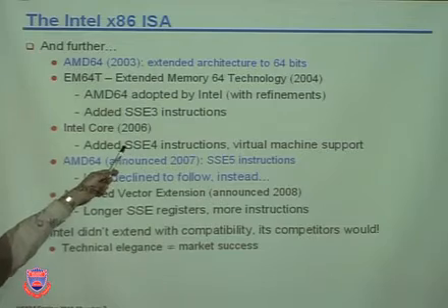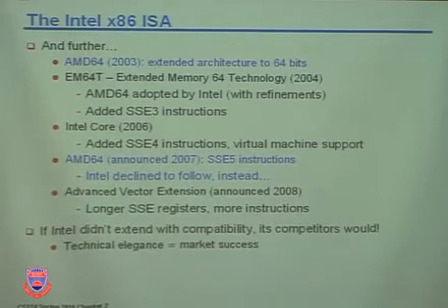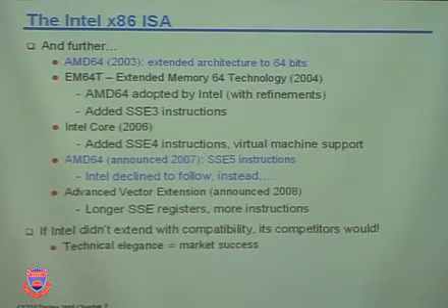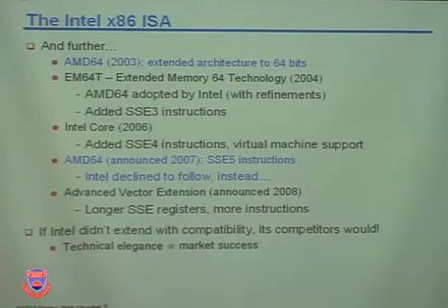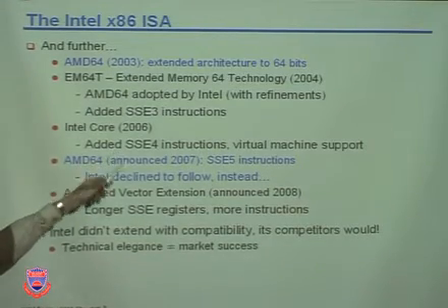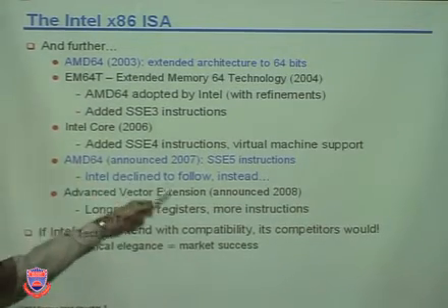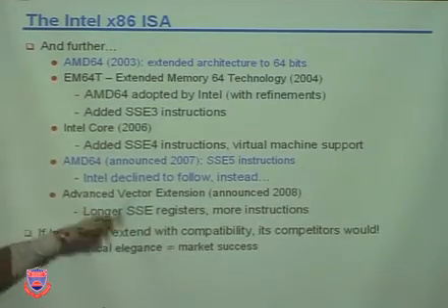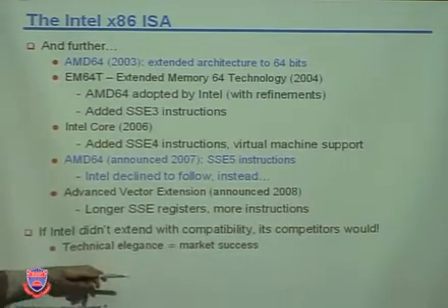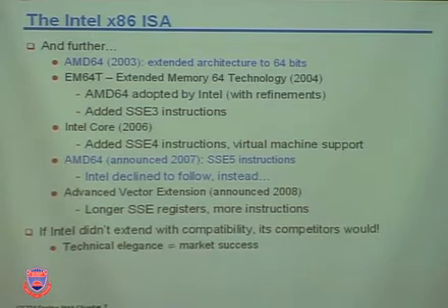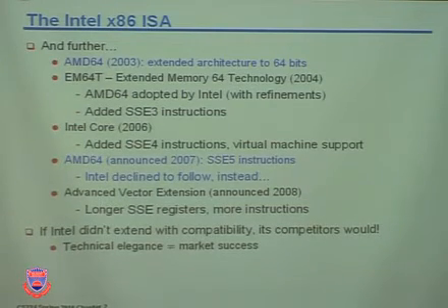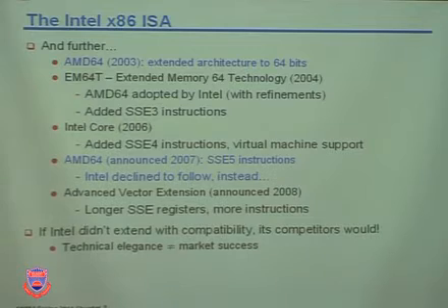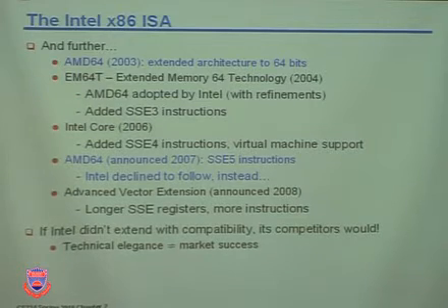Here's SSE4, again, more instructions. So you're going to see in a minute a graph of the number of instructions. This is a very complicated architecture with many instructions. Support for virtual machines. AMD announced SSE5. Intel didn't follow it. Instead went with Advanced Vector Extensions, announced in 2008. Longer SSE registers. And so the bottom line is, if Intel didn't extend the architecture but keep compatibility with the backward code, its competitors certainly would have, so they were forced to.